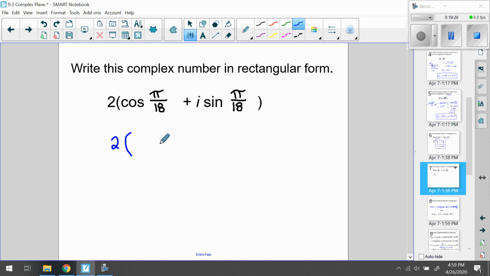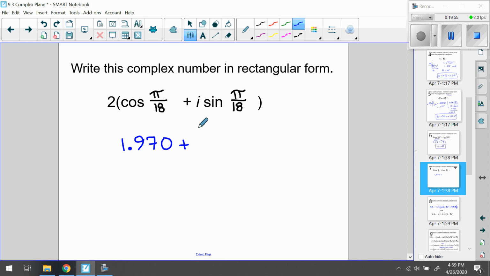I'm going to go ahead and do that all in one step. And that gives me about 1.9696. So I'm going to round up and say 1.970. I'm going to round to 3 places. So about 1.970 will be my x value or my real value.